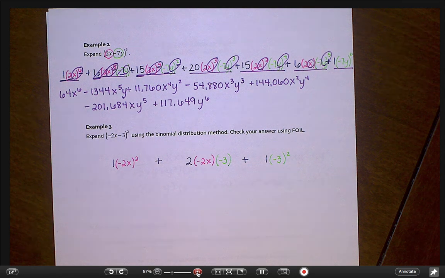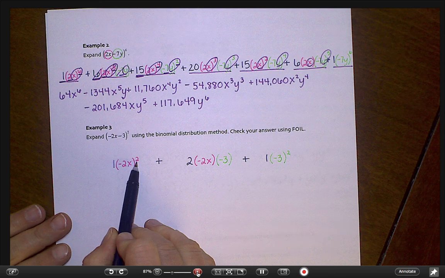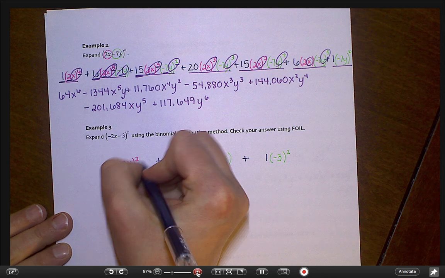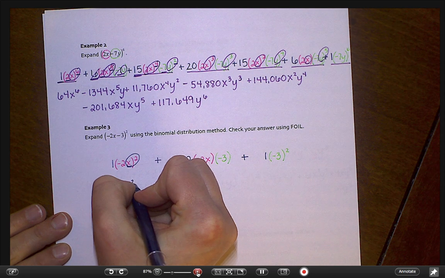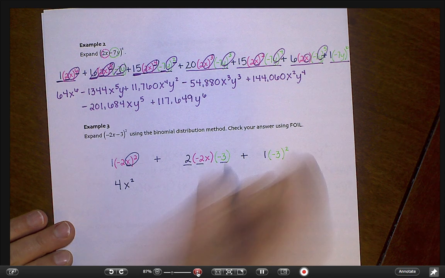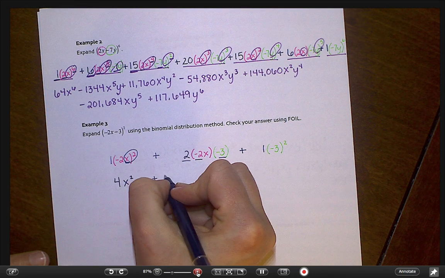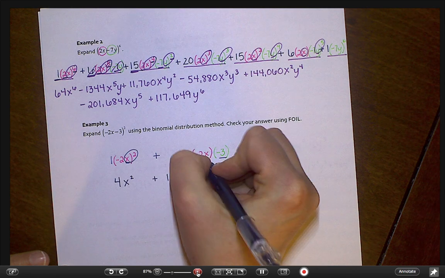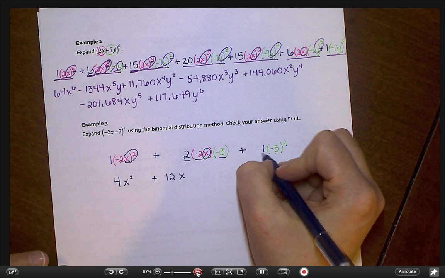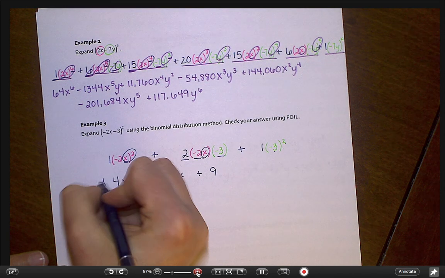This one I can probably do without having to use my calculator. So negative 2 squared is positive 4. 1 times 4 would just give me 4, so this is 4x squared. Here I have 2 times negative 2 times negative 3. Well, that's positive 6 times 2, so that would be 12. And then I just have an x here. And then here, negative 3 squared is positive 9, so 1 times 9 would just give me a positive 9. So this thing here would be my final answer.